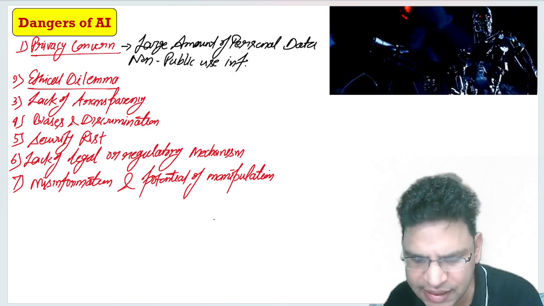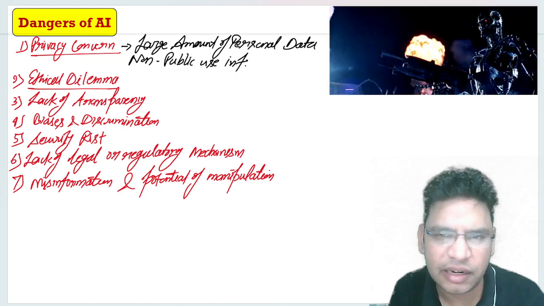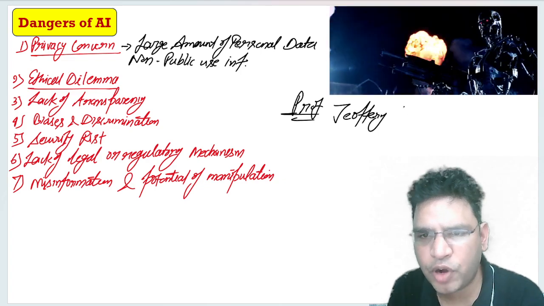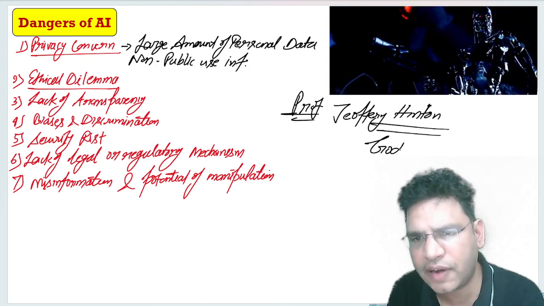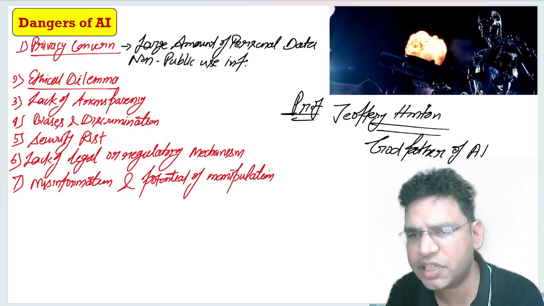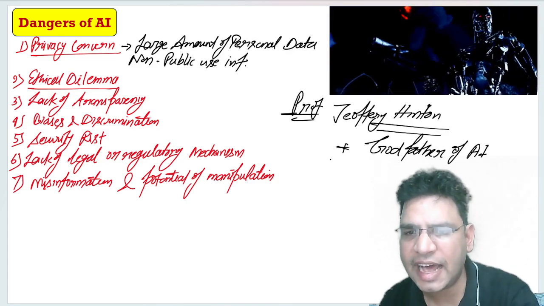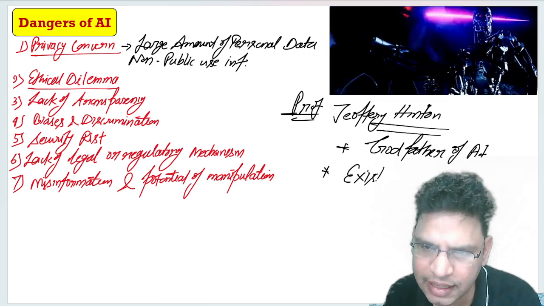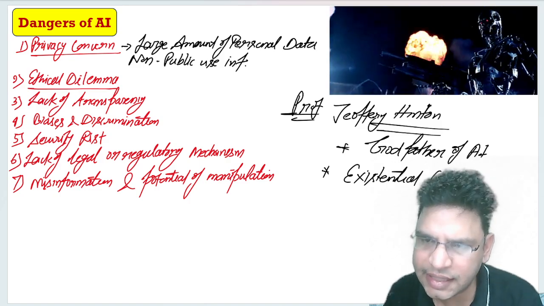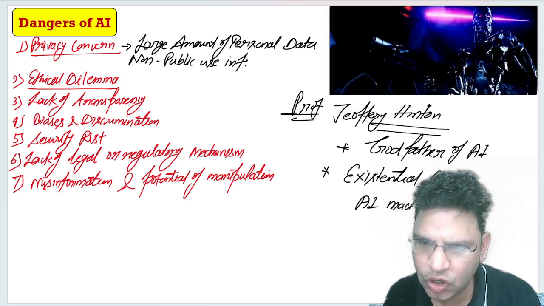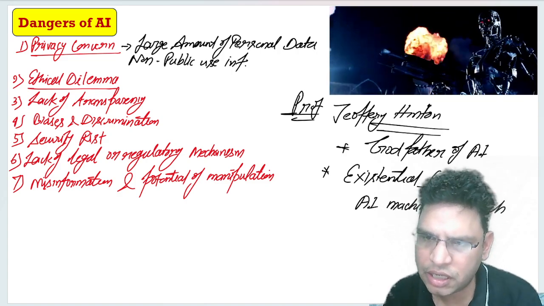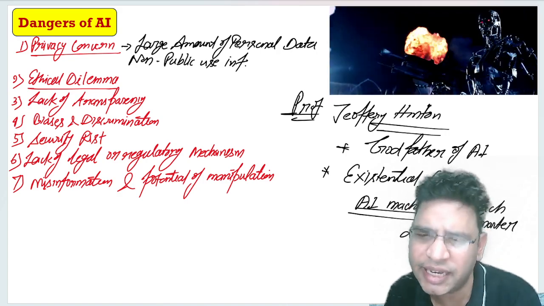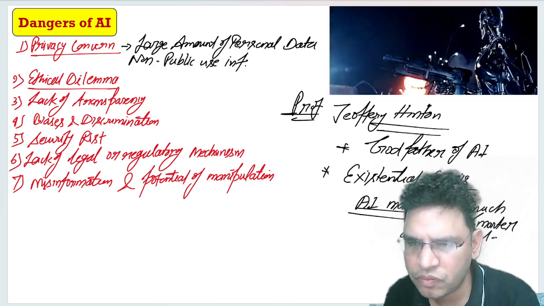Apart from this, let me tell you, with the final words, about Professor Geoffrey Hinton, also known as the Godfather of AI, the Godfather of artificial intelligence. In a recent interview, he said that there are very far-reaching dangers with artificial intelligence, particularly an existential crisis. Existential crisis simply means these AI machines, over a period of time, will get much smarter than us, and it will be very difficult for us to control them, say some 20 years down the line.